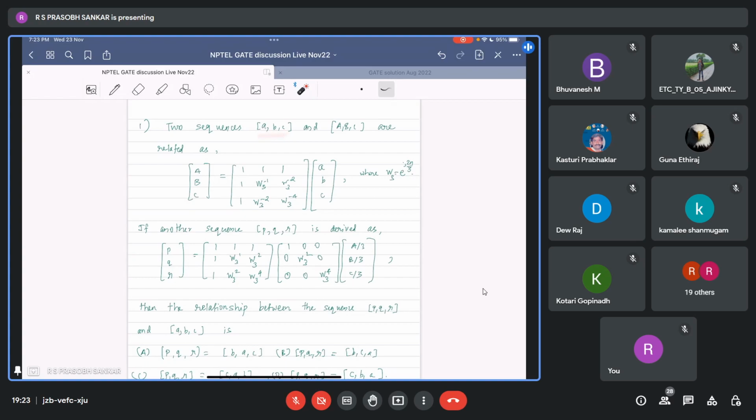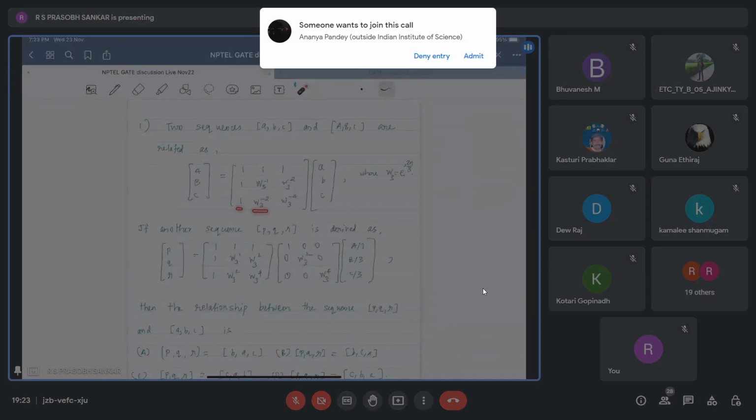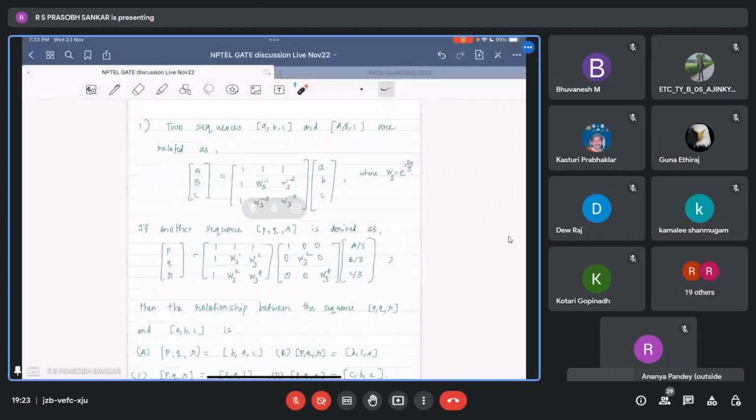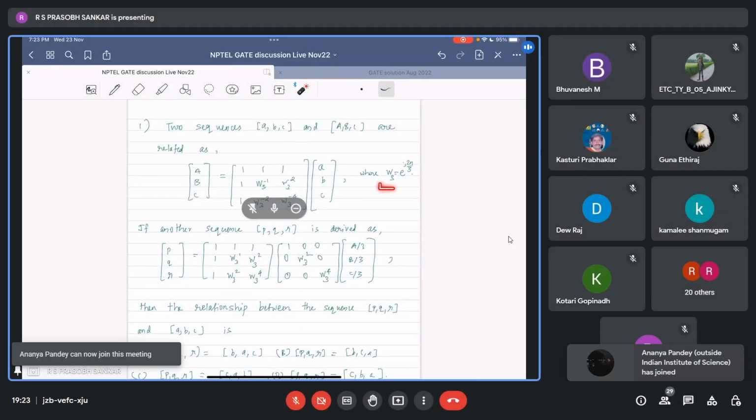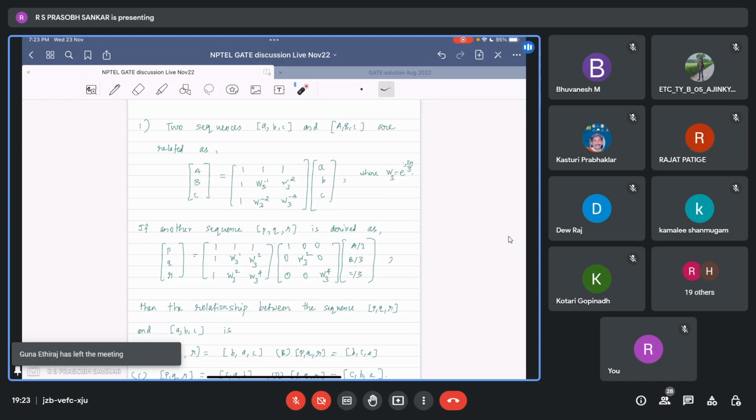So two sequences abc and capital ABC are related like this. We have capital ABC to be a matrix times a vector. What is the matrix? 1, W3 inverse, W3 minus 2, 1, W3 minus 2, W3 minus 4. Here it is given that W3 is e raised to j 2 pi by 3. That's it. Nowhere in the question is it mentioned that it is DFT, or something else, or even signals and systems. The only thing given is that there are two sequences and this is how they are related.